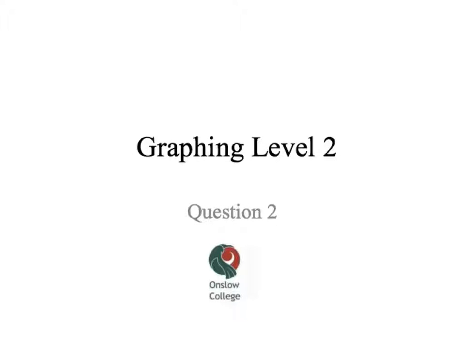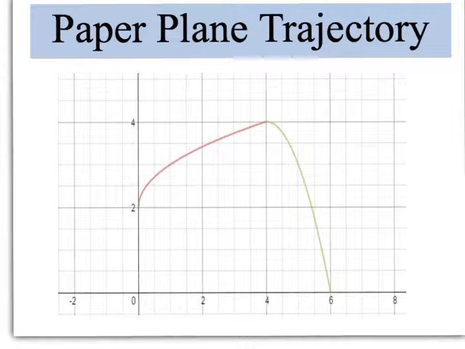If you're year 12 and 11, here's the next example on how to find the equation from the graph. Okay, this is the trajectory of a paper plane. What we're really interested in is the boring question of what equation formed the trajectory.